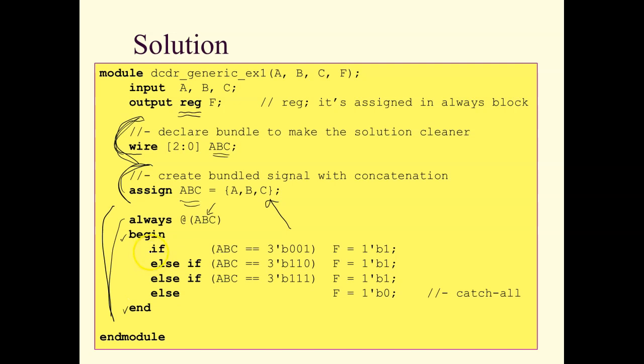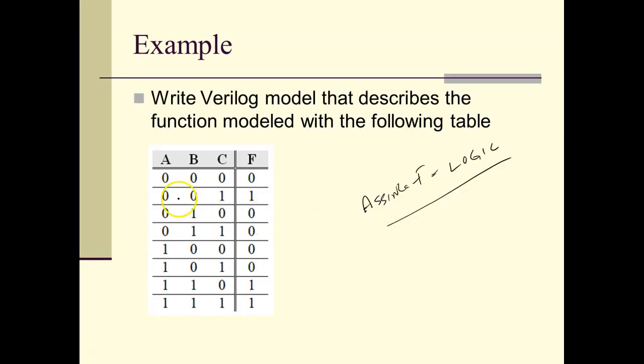So what I'm saying is if the input values equal 0, 0, 1, the output is a 1. So with that first if clause, I'm actually implementing this line in the truth table.